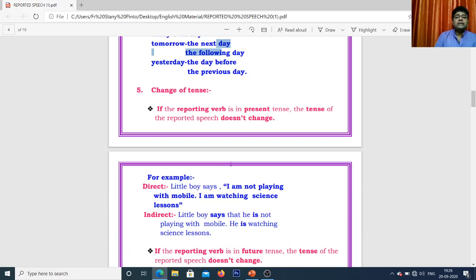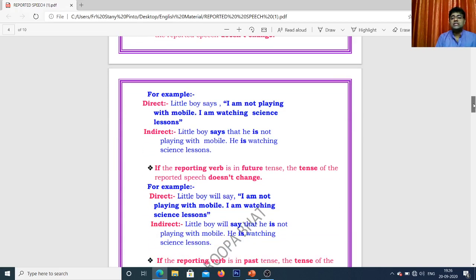Now the important aspect that I told you, change of tense, from present tense to past tense. Now see here, there is one condition. If the reporting verb is in the present tense, the tense of the reported speech doesn't change. This is an exception to the rule. You need not worry about this with regard to PUC. In the exam, usually this is not there. But you need to know this.